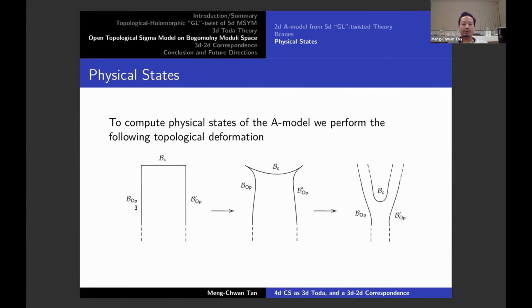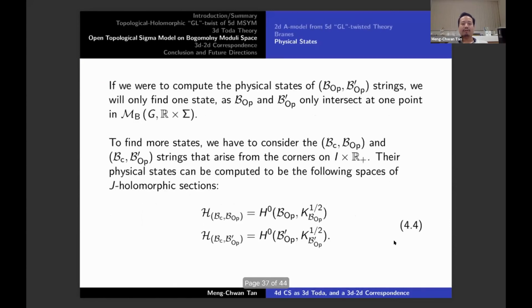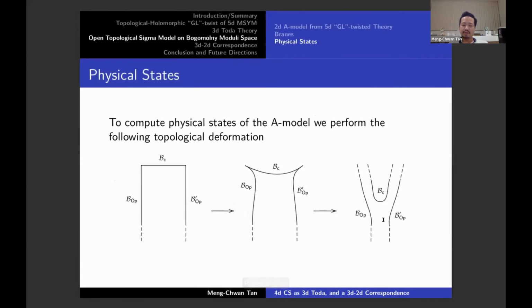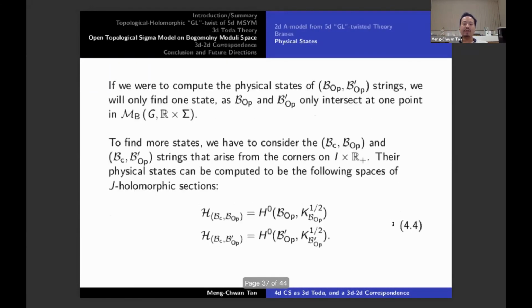And what we're going to do, since the sigma model is topological, is to pinch the corners here like this, such that we have a configuration that looks like 3 strings coming into a vertex. So to compute the physical states of our sigma model would be to compute the physical states of these 3 different strings. If you compute just the physical states of the string here, the B-oper prime string, then you realize that the Lagrangian branes of B-oper prime only intersect at a point, so they just give you 1 state, and the physical states, the Q cohomology states, are actually ground states, and you just get 1 state. But to find more states, you have to consider.